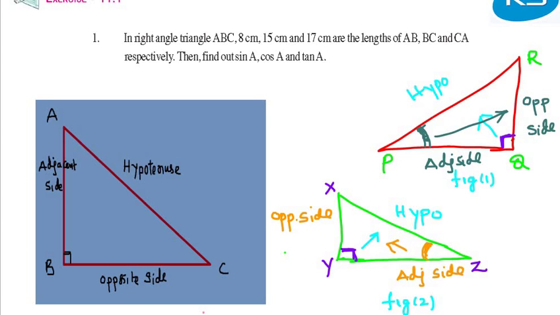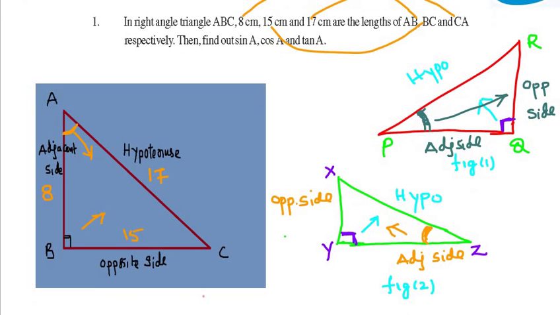Next, come back to our question. He has given 8 centimeters as AB, 15 centimeters as BC, and 17 centimeters as CA. I already wrote all the sides here. Opposite of 90 degrees is the hypotenuse, and with reference to angle A, the opposite side is BC.